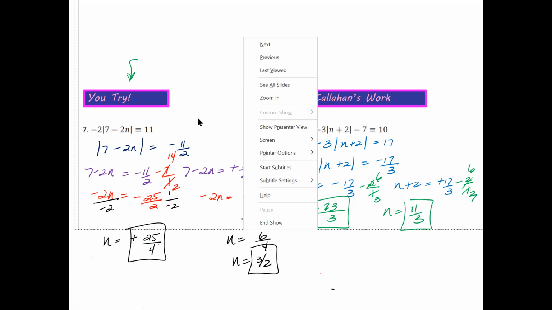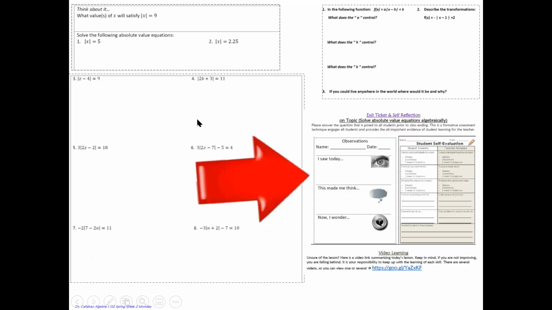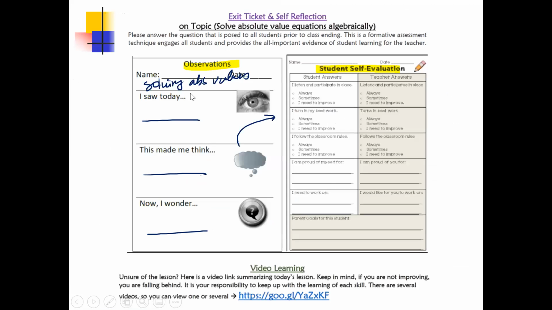All right, you guys, next what I would like you to do is go ahead and take a look at the reflection right here. I want you to tell me what you saw, what made you think, and what you now wonder when it comes to absolute values.